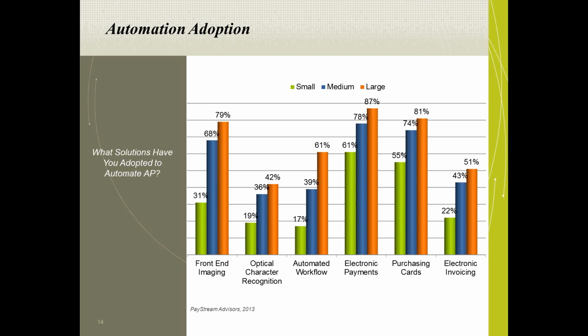Optical character recognition we'll talk about in a little bit. Again, there has not been a great deal of adoption with those technologies. Automated workflow, a little bit better depending upon the size of the organization. Those are really the 3 areas that we're going to focus on. You can also see how different organizations have implemented electronic payments, purchasing cards, as well as electronic invoicing. But really, the balance of our presentation is going to be focusing a lot on those three categories on the left side of this particular slide.